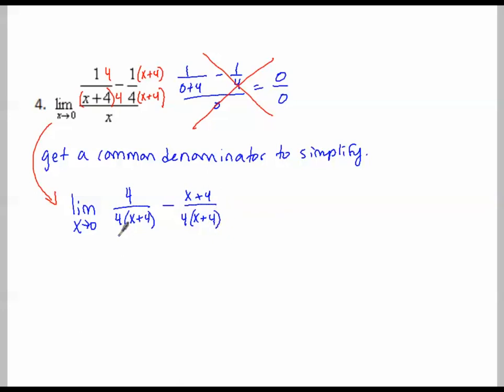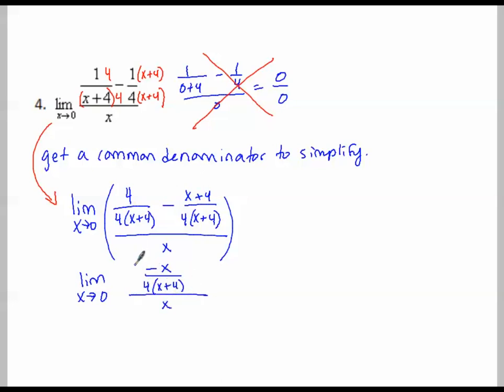And the bottom, still x. So it's the limit of all of that. This simplifies into the limit as x approaches 0 of negative x, if we add up all those, over 4 times x plus 4 over our denominator x.